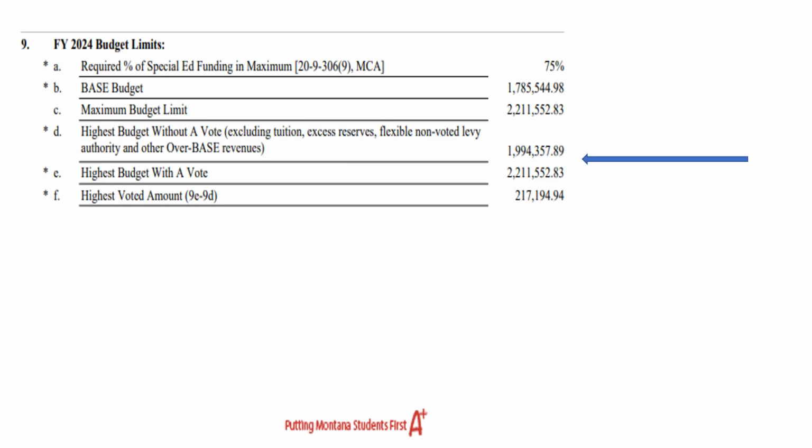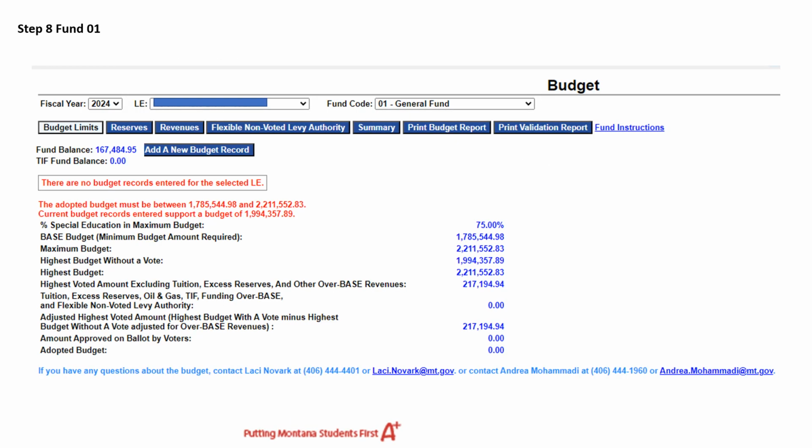If there was no levy amount approved, your adopted budget would be D, highest budget without a vote, at $1,994,357.89. If there was an approved levy, it would be the highest budget with a vote, which would be $2,211,552.83. We are at step 8, Fund 1, where you will begin entering your fiscal year 2024 budget for each of the budgeted funds in Mayfair's.